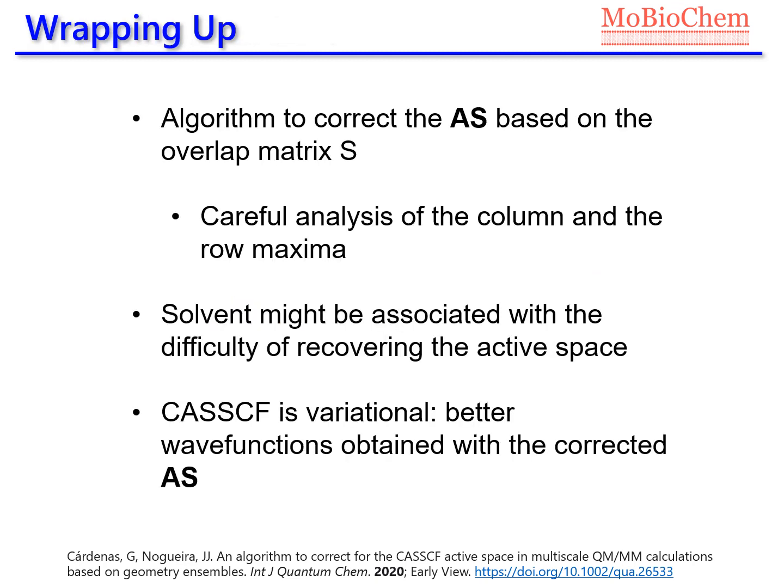So, to summarize, we have proposed an algorithm that allows for correcting the active space of an ensemble of geometries, which relies on a calculation of the overlap matrix. In particular, it relies on the analysis of the row and column maxima of this matrix. Now, we have seen that solvent might be associated with the difficulty of recovering the active space, since in the case of the same geometries in vacuum, we can recover more geometries. And finally, it is strongly advisable to correct the active space, as we have observed in the case of CASSCF. The reason is because it is variational and we obtain a better description of the system.